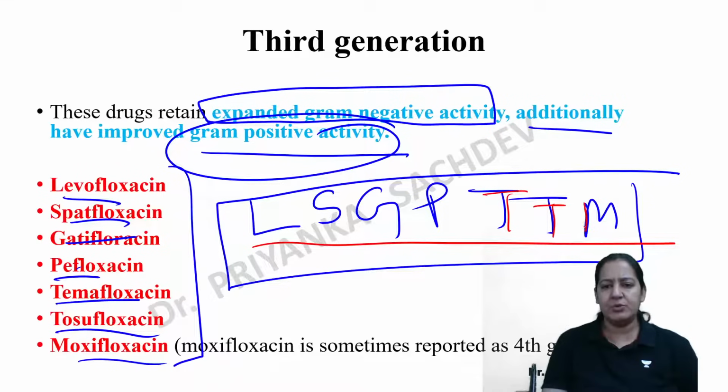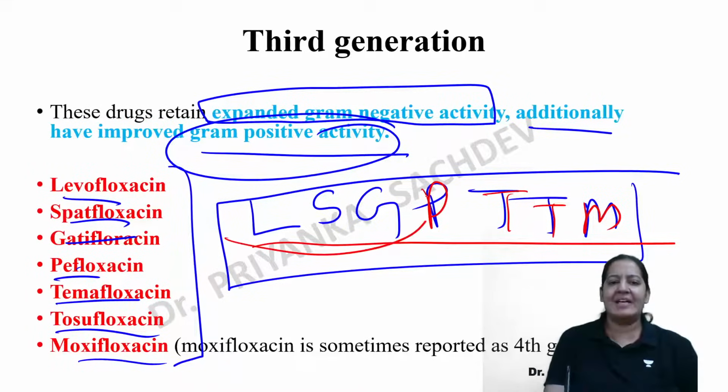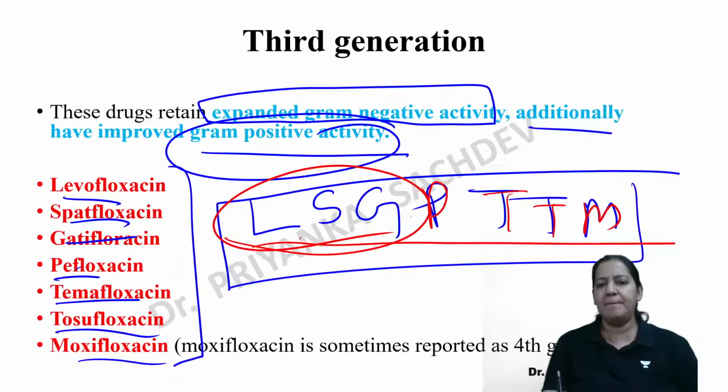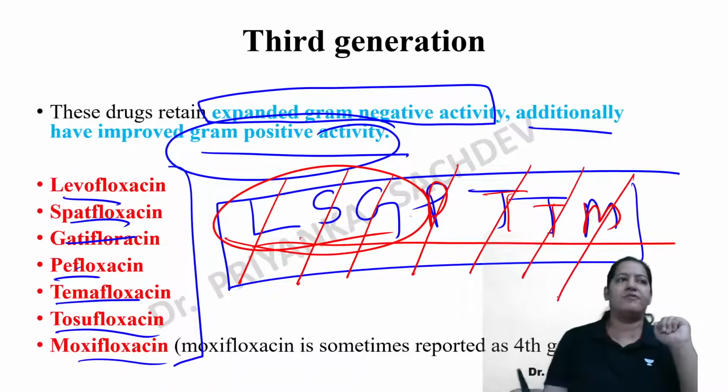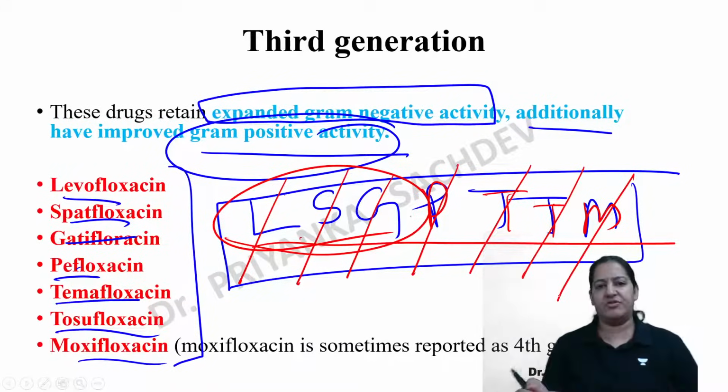So it is double T. There is one M. There is one P. LSG, LSG, LSG P T T M. Right. So please make some mnemonic. It is levoflox, sparflox, gatiflox, P-flox, temaflox, tosuflox, moxiflox. So these are the drugs in the third generation.